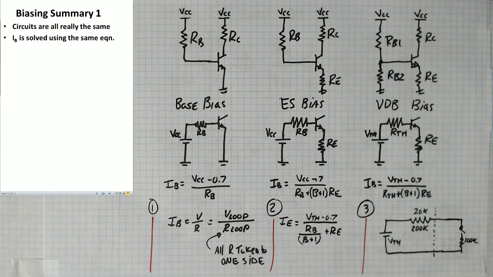You'd solve for IB using the same equation, and that would be this equation here. Basically, IB equals VCC minus 0.7 over RB plus (beta plus 1) times RE. All three of these use the same equation.